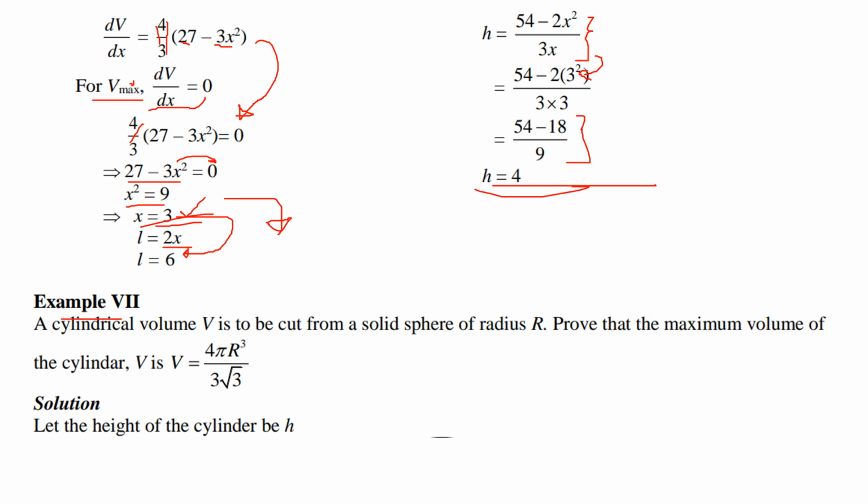So looking at example 7, we are going to be looking at a cylindrical volume, which is V. We're saying that here, a cylindrical volume V is to be cut from a solid sphere of radius R. So this radius is going to be capital, implying that it's going to be constant. So prove that the maximum volume of the cylinder V is going to be given by this expression. So volume must be equal to 4 pi R cubed divided by 3 root of 3. Now looking at the solution of this, we are going to say that let the height of the cylinder be h, which is going to be small h.